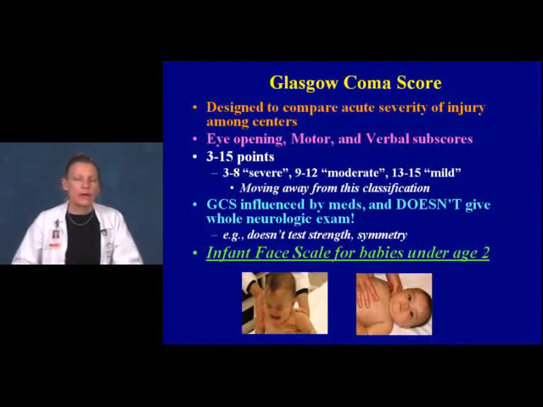Babies under about the age of 2 who are pre-verbal don't really get assessed well by the Glasgow Coma score. We use the so-called infant face scale, or CHOP infant coma scale, for our children under 2. It relies on facial expressions in response to handling or noxious stimulation as a substitute for verbal, and therefore is more objective, and also has the advantage of being able to be performed accurately in children who are intubated.